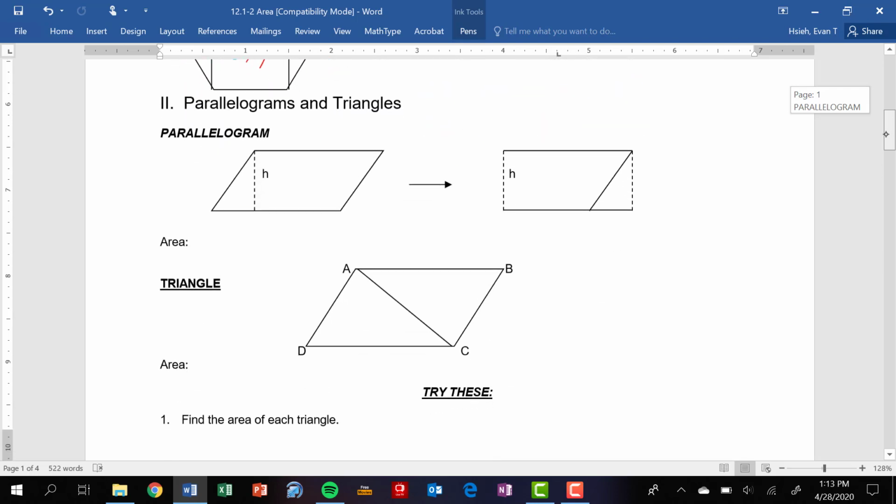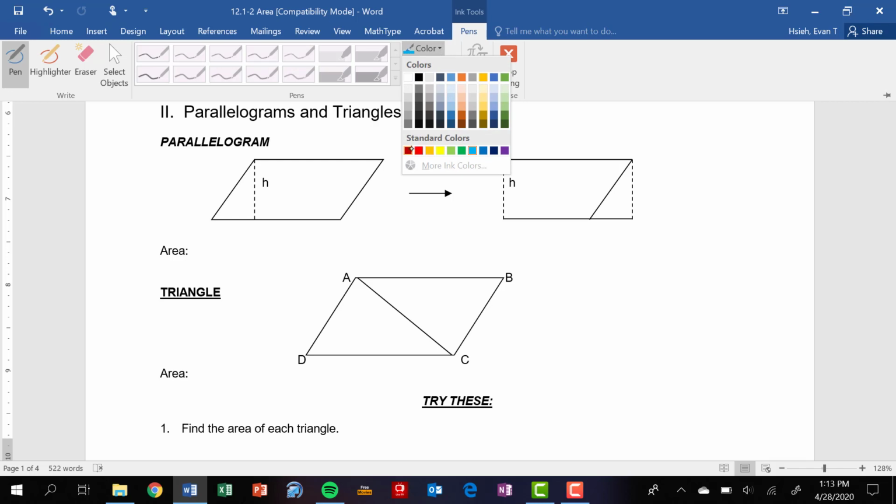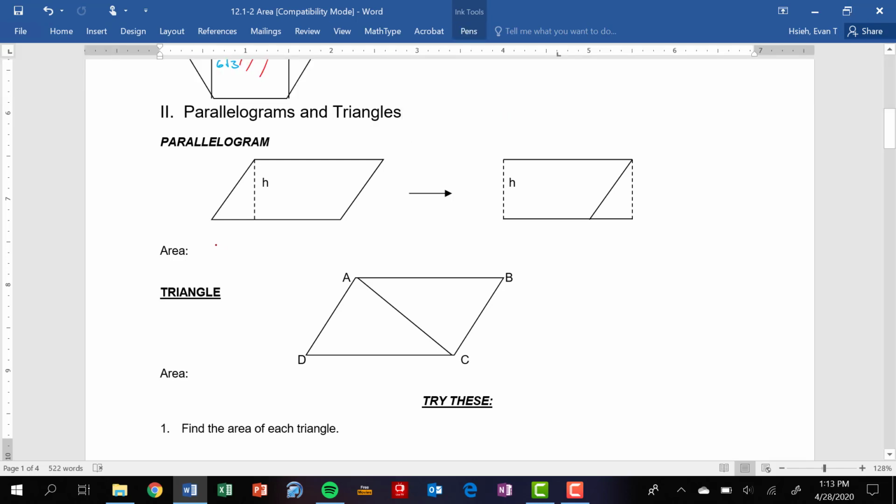Okay, moving on to parallelograms and triangles. The area first for a parallelogram is equal to just the base times the height, where this is the base, the entire bottom there. And where this comes from is if I take this triangle right here and I chop it off and I put it right there, and I attach it, I'm going to end up with just a rectangle, where this base is the same as this base that we had in the original diagram. And we're looking at just base times height. So that's why the area of a parallelogram is just the base times the height, and the height is the altitude.